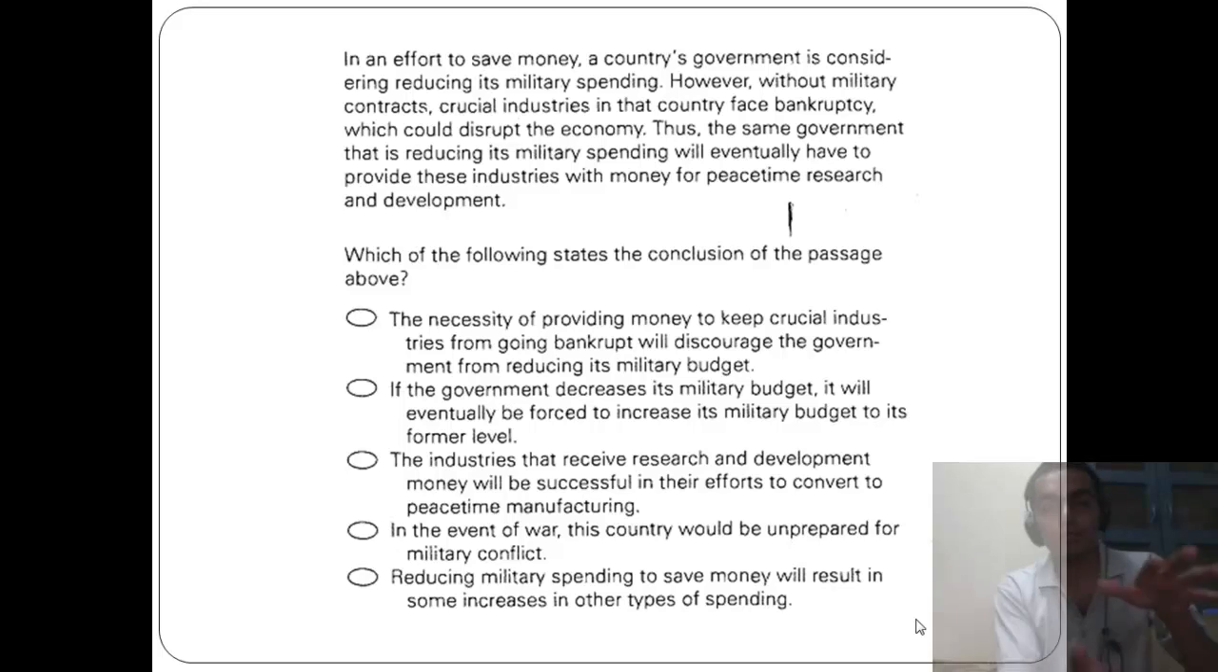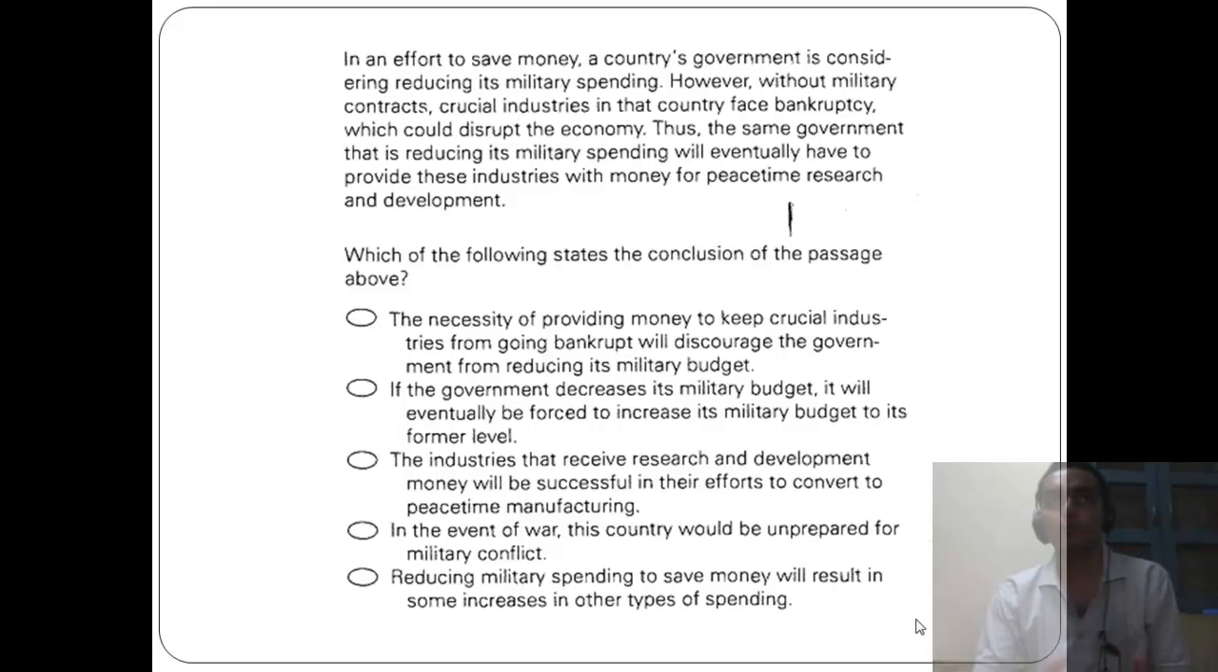So let us resolve the things. We cannot move anything beyond these premises and conclusions which are given to us. Reducing military budget to save money will result in some increase in other types of spending. Fair enough. E seems the best option, the concise one, and in the same way where the thus is going, because if the government decreases it, the closest option, which if there was no E would have been A, that the necessity of providing money to keep crucial industries from going bankrupt will discourage the government from reducing its military budget. But it's not just that.